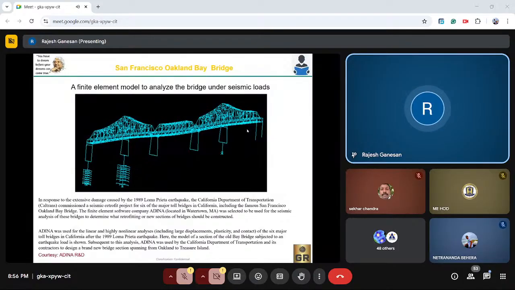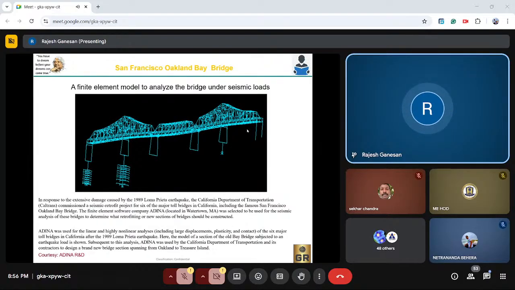There are six major toll bridges in California. After that earthquake, it got damaged. So one of the models is shown here. Subsequently, Adina was the software used by the California Department of Transportation and contractors to design a brand new design section spanning from Oakland to Treasure Island. Due to the earthquake it got damaged, but they still introduced a better design.